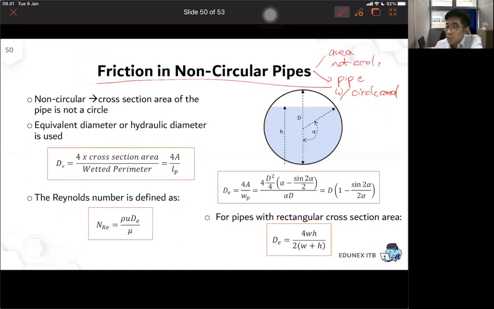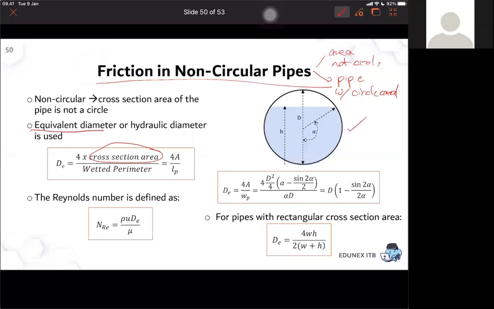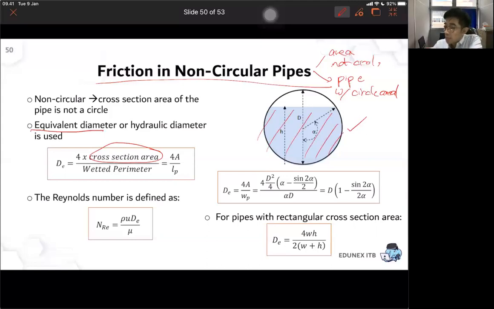So you need to first calculate, remember, the equivalent diameter. The equivalent diameter is the cross-section area. Which cross-section area? If the picture is like this, the liquid area, sir. Yeah, this is the liquid area divided by the wetted perimeter. So for this case, the Reynolds number should be using the equivalent diameter. Just be careful when you're dealing with non-circular pipes.